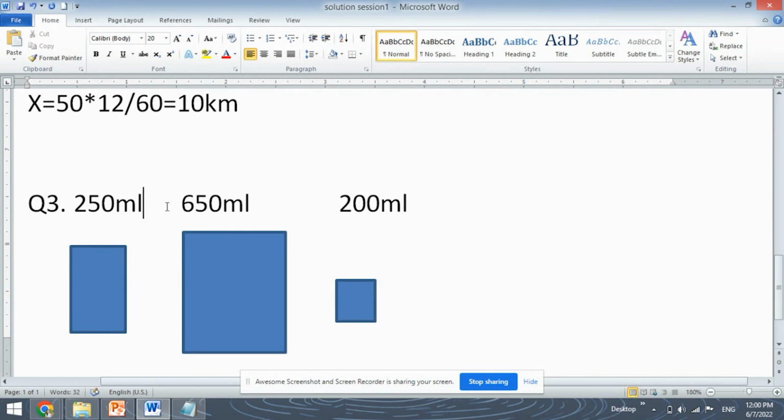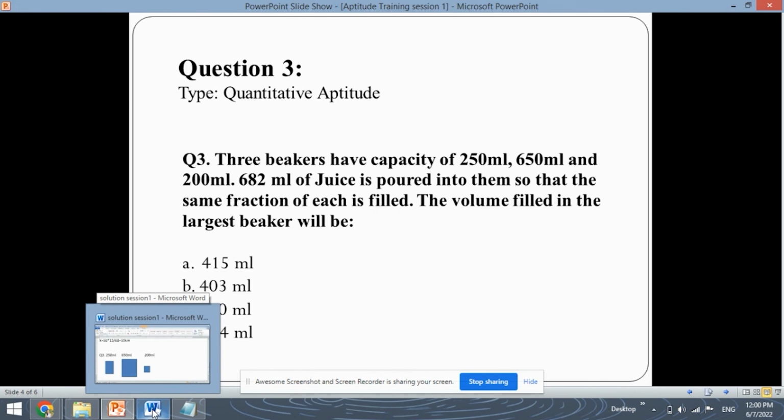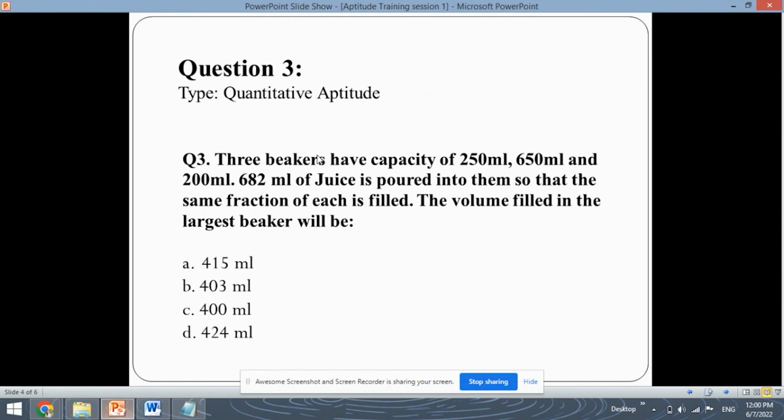What the question says is that these beakers are filled to an equal proportion, and 682 ml of juice is poured into them so that the same fraction of each is filled. So we need to find out the volume filled in the largest beaker. The same fraction of each beaker will be filled. Like suppose half a beaker is filled in 250, then half will also be filled in 650 and half in 200. But the total juice filled is 682 ml.